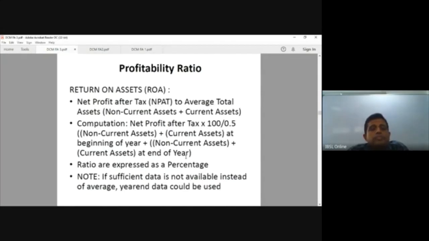Right. Under profitability ratios, any questions? Up to now, we have discussed about 5 to 6 ratios under profitability. Any questions?